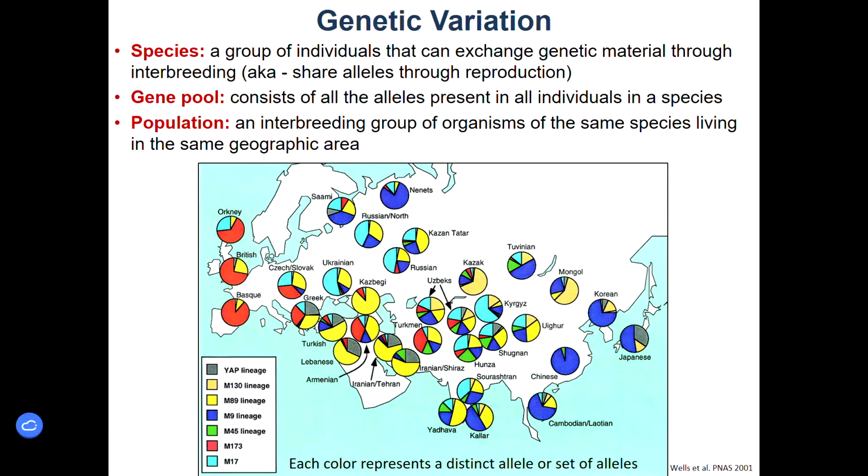A population is within a species. That is an interbreeding group of organisms of the same species living in the same geographic area. If you're on the island of Great Britain, that's a population because you're all together on that one island. If you're on the island of Japan, that's a population because you're all on that one island breeding together. Different things keep populations in check, and we'll talk about that next week, what makes a population a population.